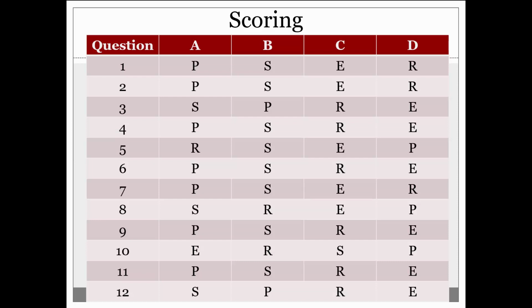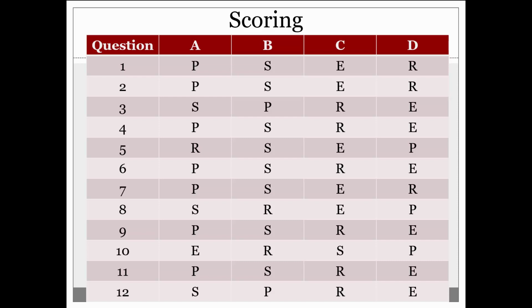So here is the scoring card. Number 4, if you answered A, you do a P. Number 4, if you answered B, you would put an S down. If you answered C, you'd put an R. And then if you answered D, you would put an E down.